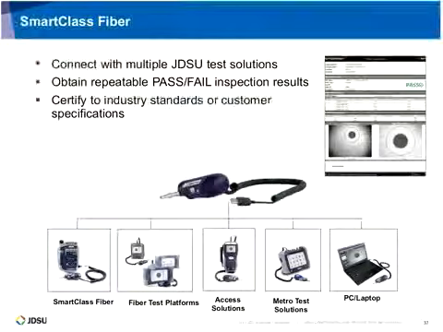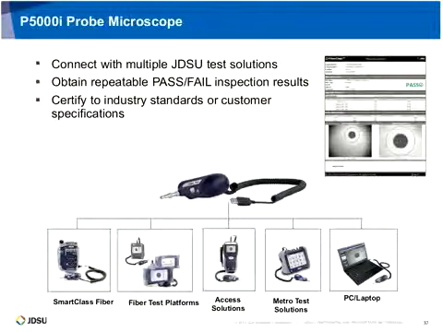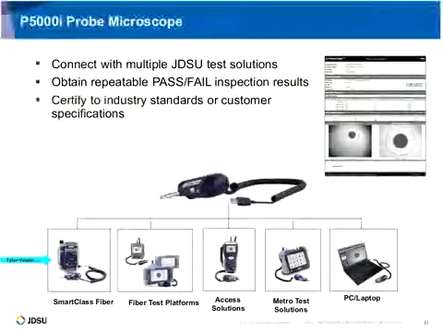Here's how it does that: it uses what's called our P5000 iProbe microscope. It's a digital microscope that plugs into not just our Smart Glass Fiber family, but also any other JDSU devices that you have. So if you have one of our OTDRs or maybe our access devices and such, it'll work on there as well. And here's an example of what one of those certification reports looks like that you can hand your customer.